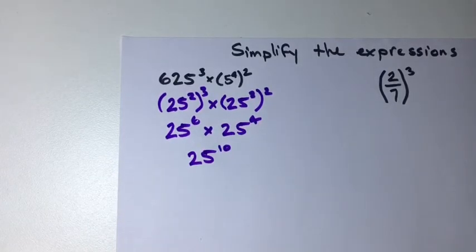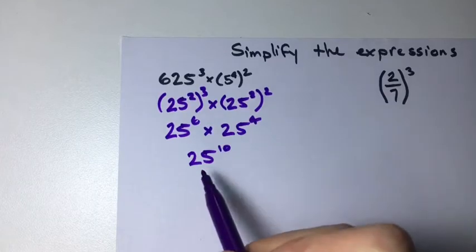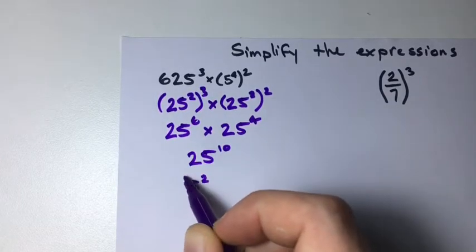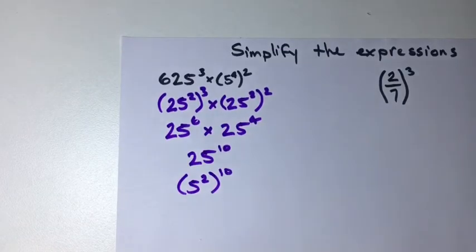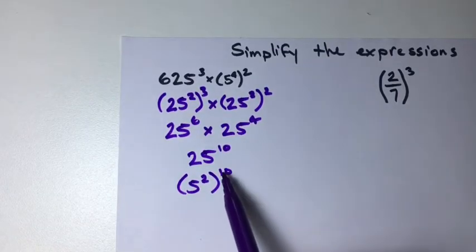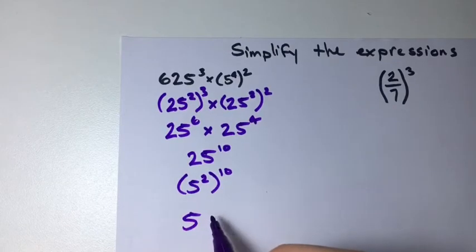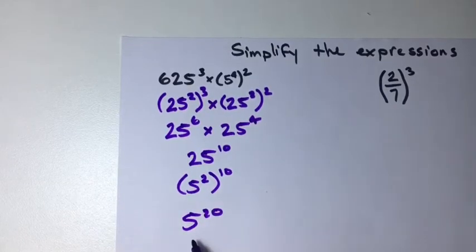Now we want this with the lowest base we can have. We know 25 is equal to 5 squared, and we'll keep that raised to the 10. Now we can just multiply our 10 by our 2, and our final answer will be 5 to the power of 20.